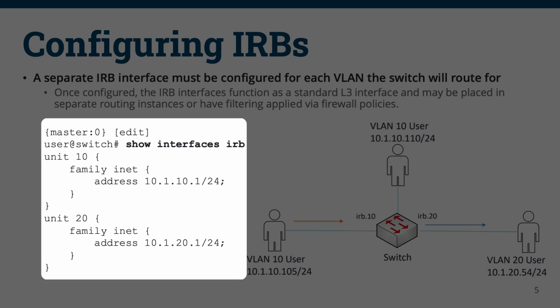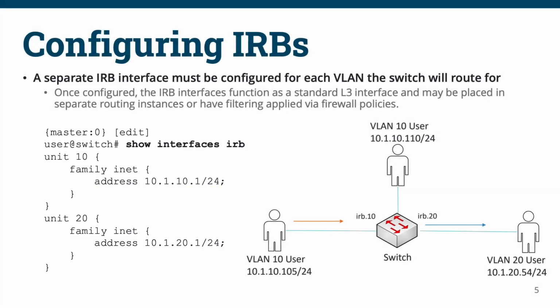This is configured under the interfaces irb hierarchy. We see on both IRB interfaces, we have very simple configuration. Just the inet family and an IP address configured to allow the IRB to route IPv4 traffic. The logical unit selected for each interface matches the VLAN the IRB will route for. However, this is simply best practice and not a technical requirement. As it's only aesthetic, the unit number could be anything you choose.